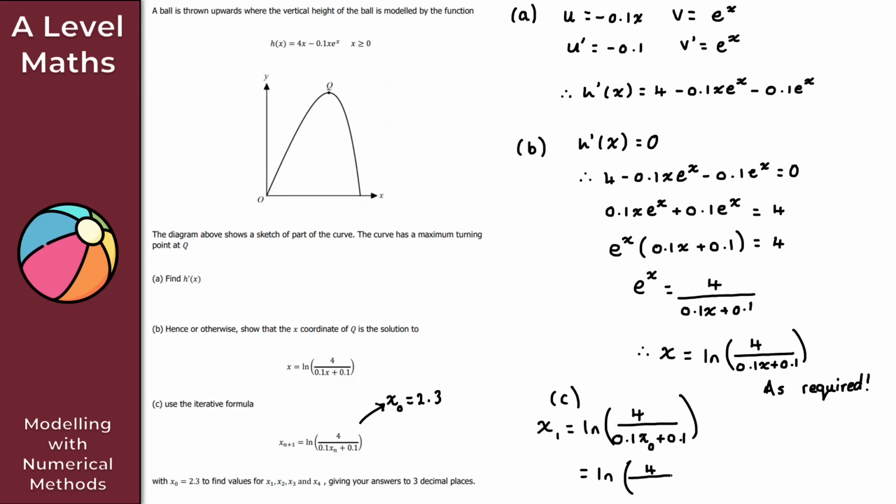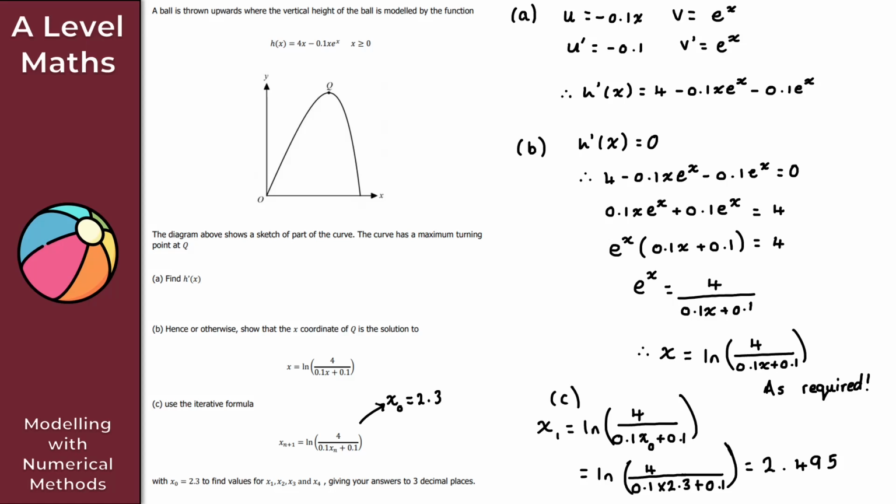So what I get then is ln of 4 over 0.1 times 2.3 plus 0.1. As you can see, room is getting a little bit tight, I'll try my best to fit it in. Now, all I need to do is put this into my calculator. Obviously, I can't do this off the top of my head. It would be impressive if I could, but I can't. Using my calculator, I get 2.495 to 3 decimal places. So that would be x1. But now I'd need to repeat this for x2, x3, and x4. And you can start to see why this might take quite a bit of time doing it by hand.